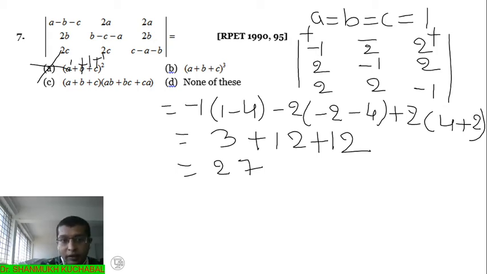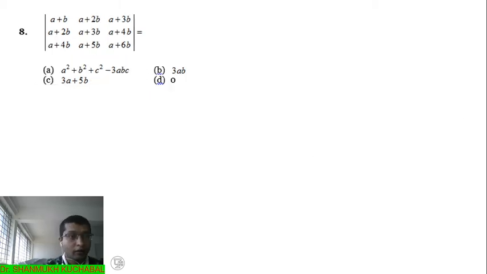Now I take 1 plus 1 plus 1, 3 cube, so it is a 27, so B is the right answer here, right? Okay, so like this we have to calculate. So here I am using a simple technique, within 1 minute we are getting a solution here. You have to practice such type of example. Okay, similarly we have example number 8.